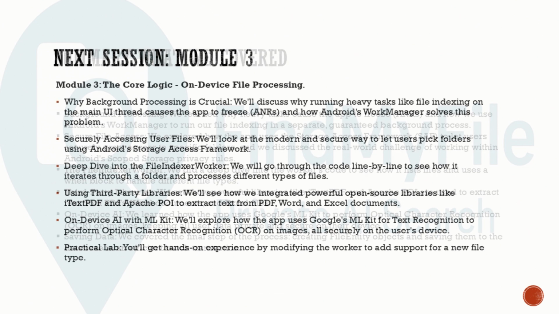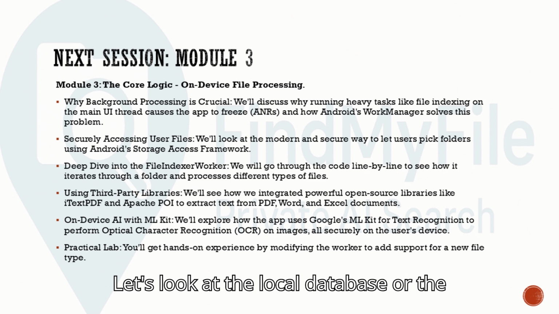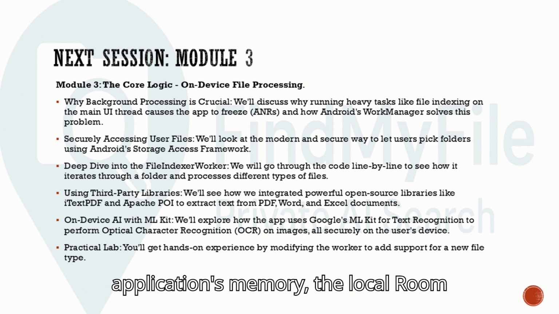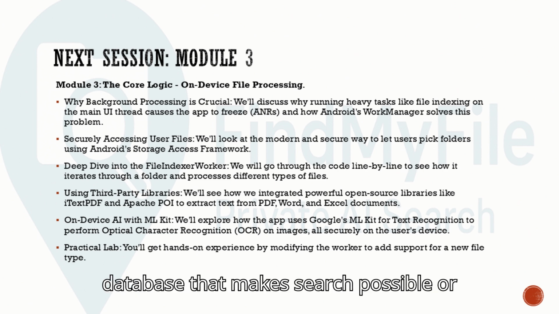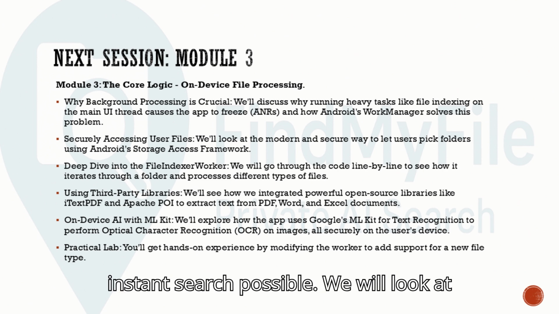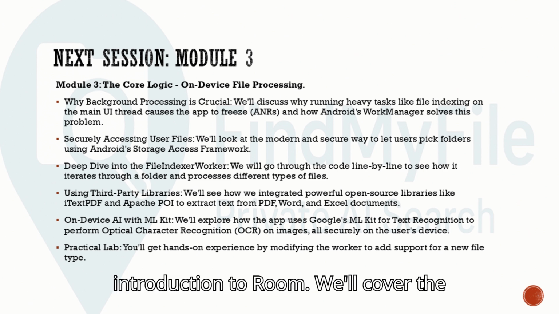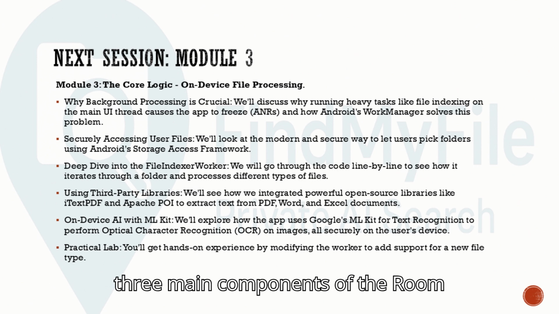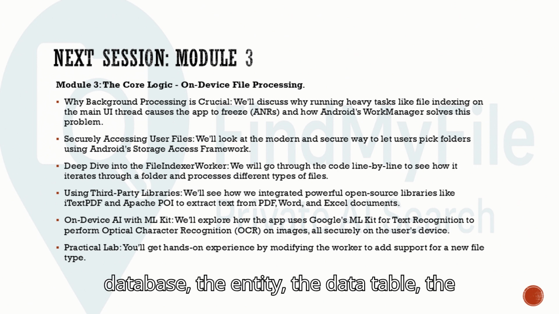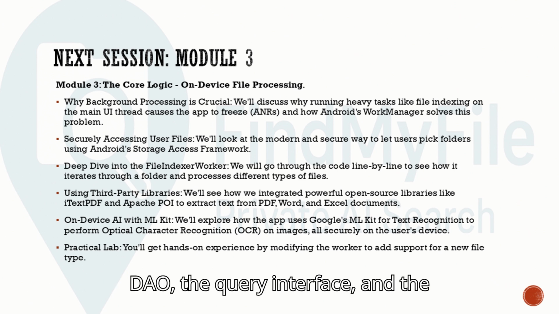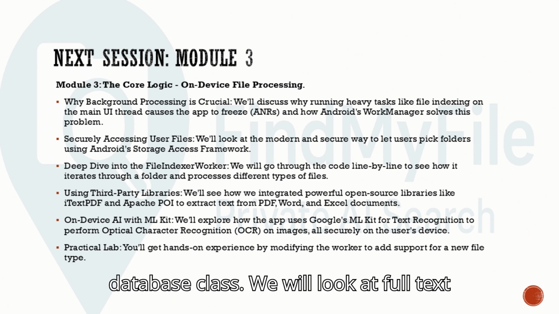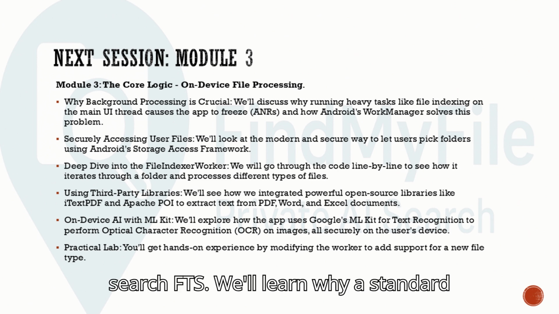Next, let's look at the local database, or the application's memory, the local Room database that makes instant search possible. We will look at an introduction to Room. We'll cover the three main components of the Room database: the entity, the data table, the DAO, the query interface, and the database class.